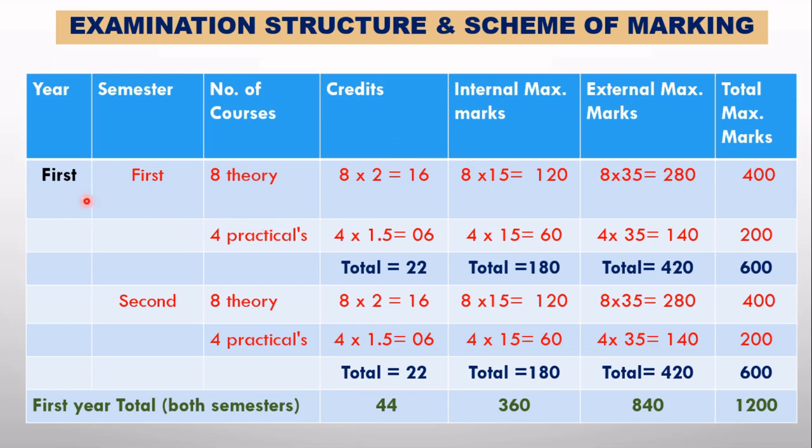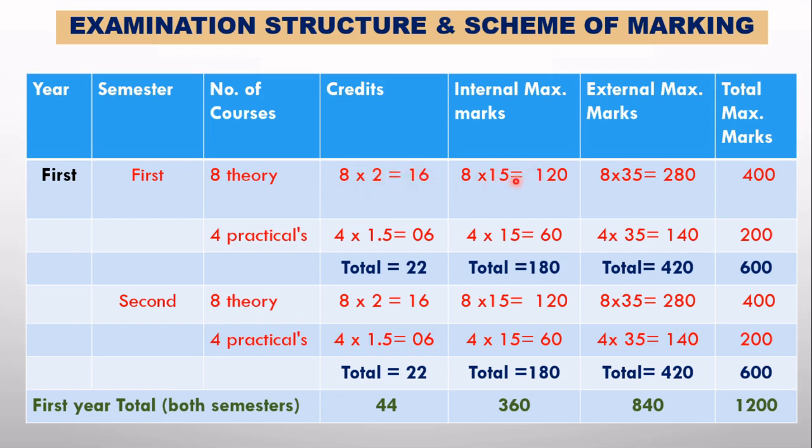So for the first year, there are 2 semesters, first semester and second semester. As we can see, there are 4 subjects, and each subject has 2 theory papers and 1 practical paper. So it becomes 8 theory papers. Each theory paper has 2 credits, so 8 into 2 becomes 16 credits.